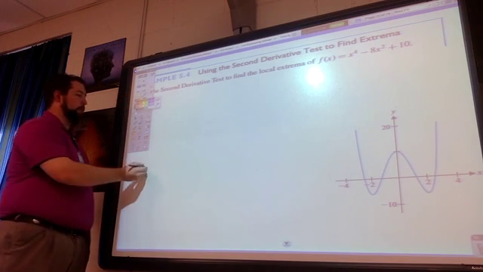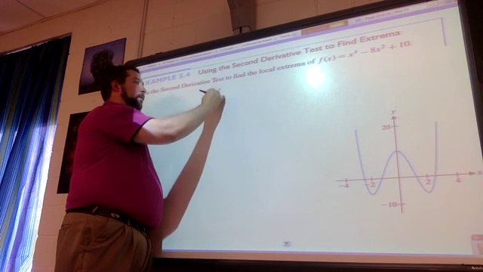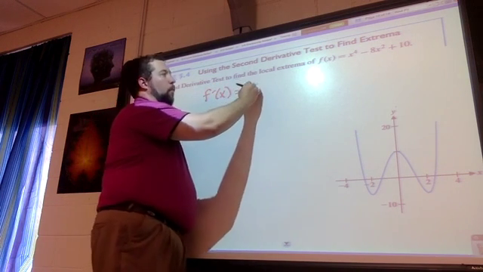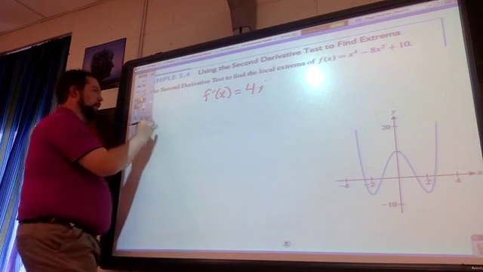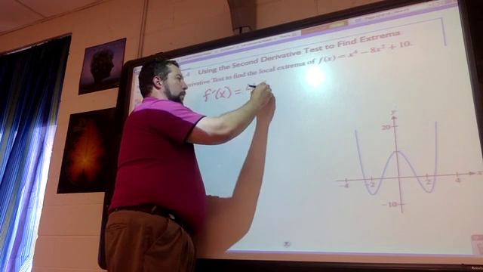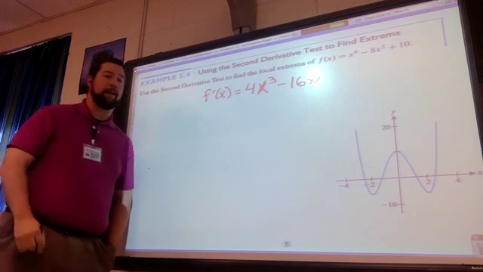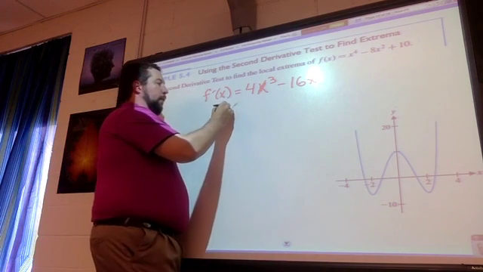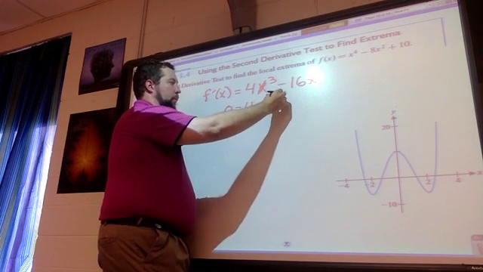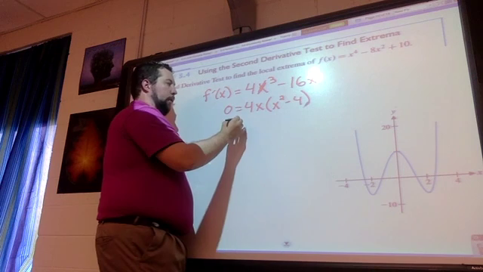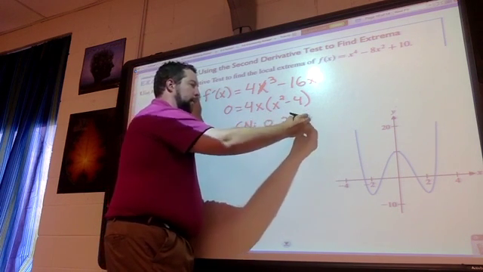On this one we still have to do the first and second derivative. The first derivative would be 4x cubed minus 16x. We do have to stop here and find the critical numbers. If you factor out a 4 and an x, that'll leave you with x squared minus 4. So your critical numbers are 0, 2, and negative 2.